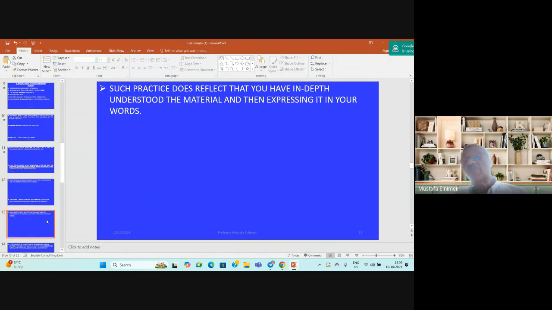Such practice reflects that the investigator has had an in-depth understanding of the material, and then he or she carries out some sort of expression in his or her own words.